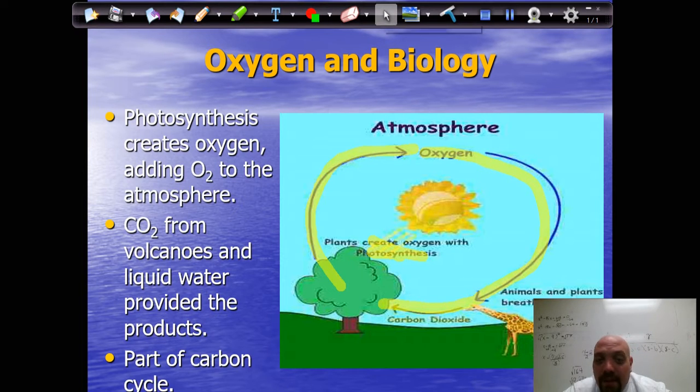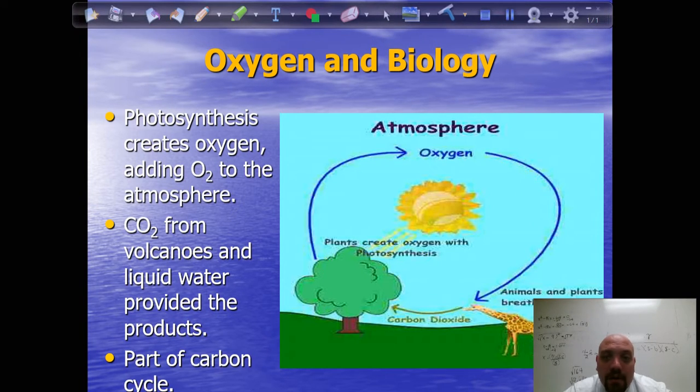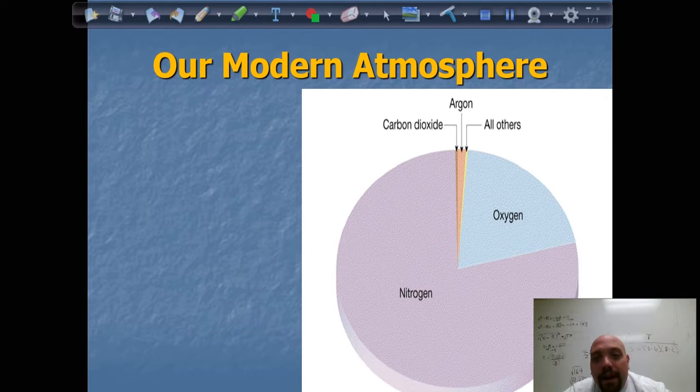So not including the volcano piece, plants and animals kind of do this process, part of the carbon cycle. But we needed that volcanic activity to kind of get the process going, to get that CO2 in place for us. All right. So now we get to our modern atmosphere.